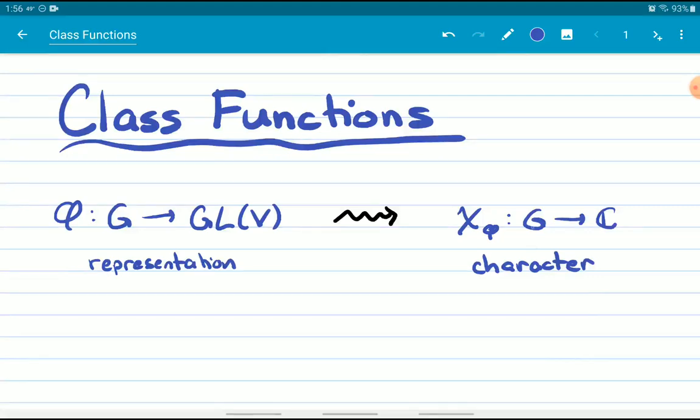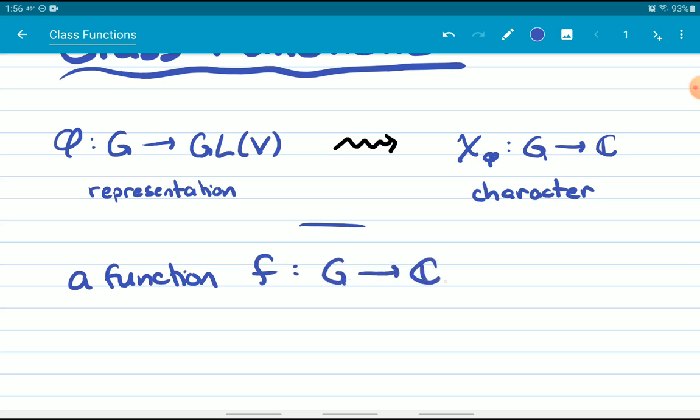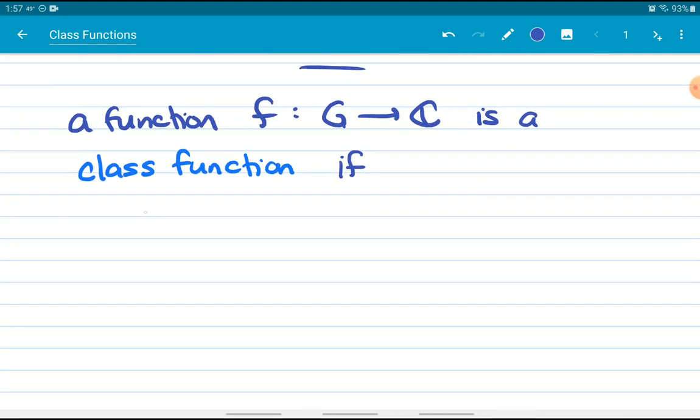group to the complex numbers. It turns out it's a special kind of function. So a function, let's call it f, from the group G to the complex numbers is called a class function if it has the following property: if I evaluate it on something in the form GHG inverse, it's equal to f evaluated at h. And that's for all pairs of elements G and H in the group.